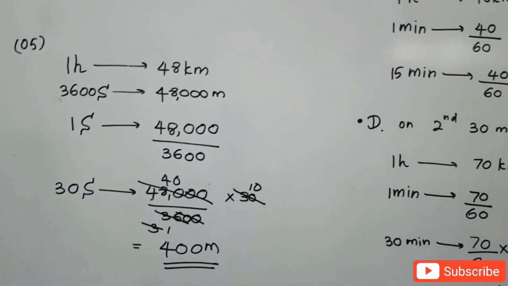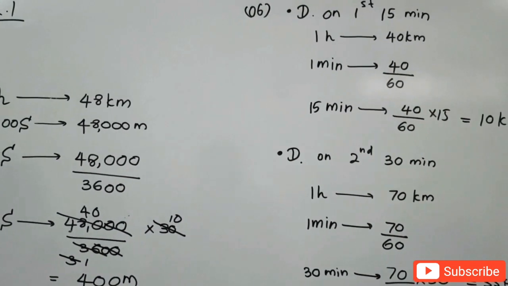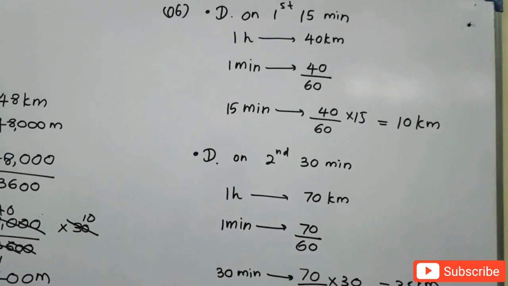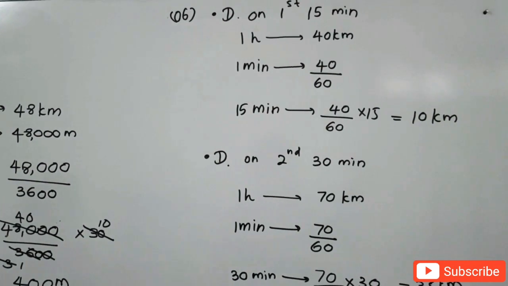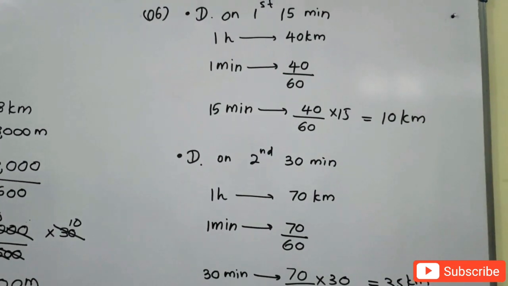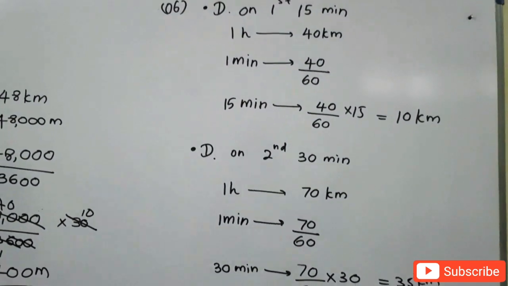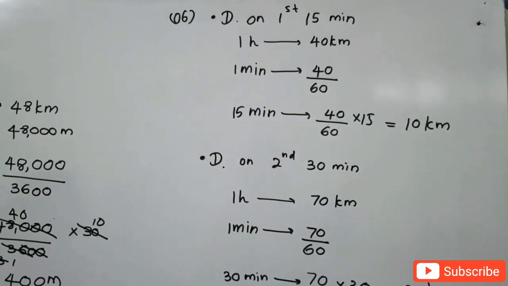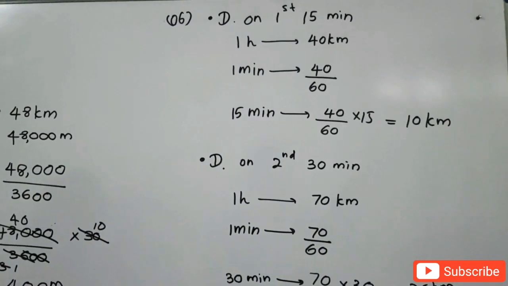Now let's see the sixth question. Moving on to the sixth question. A bus travels for 15 minutes at a speed of 40 km per hour, and then it travels a further 30 minutes at a speed of 70 km per hour. Calculate the average speed. When we are calculating the average speed, the first thing we have to find is the total distance traveled over the total time taken.